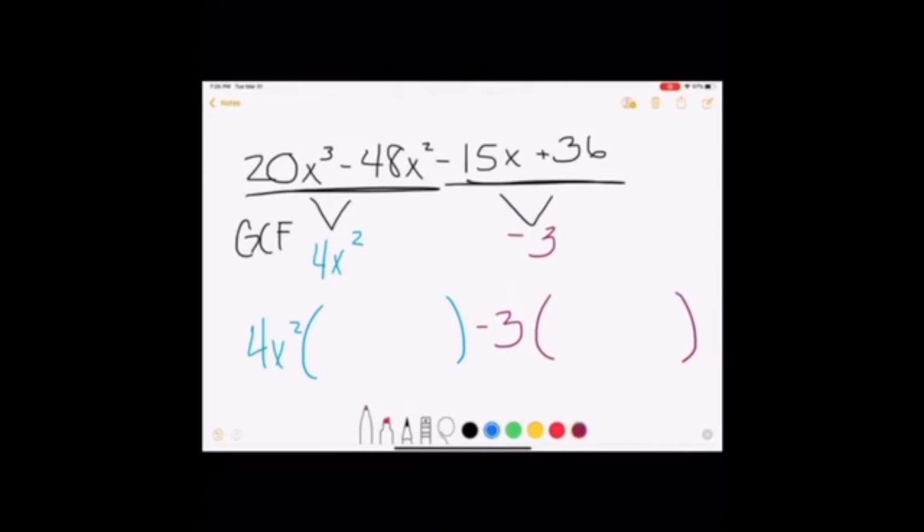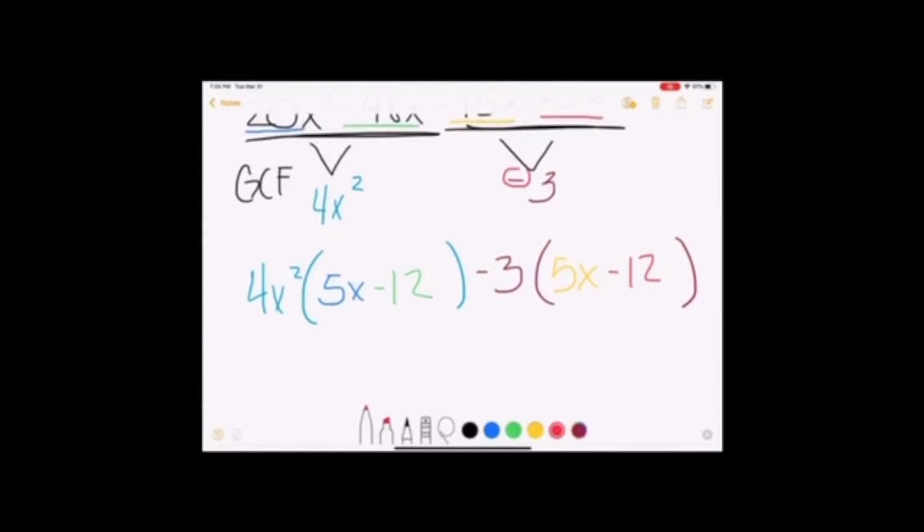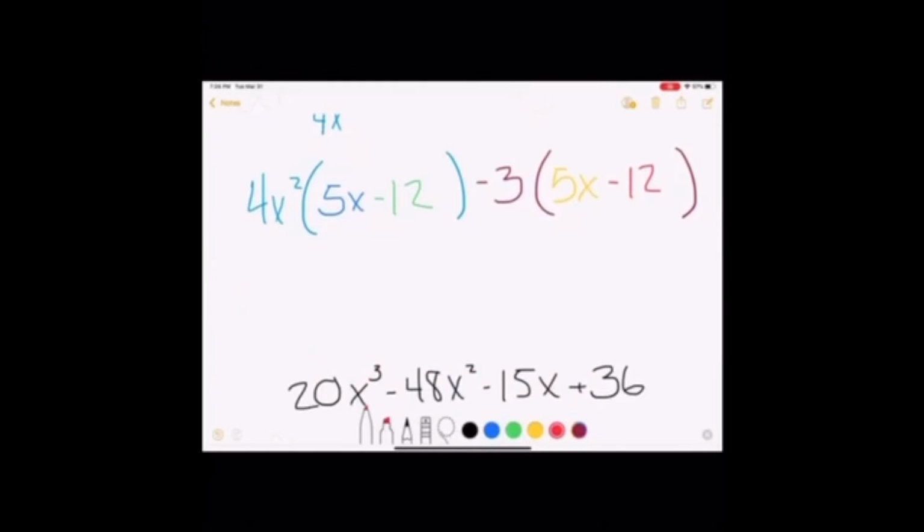Let's go back to our left side. We're going to divide each of the terms by 4x squared, which we saw was the greatest common factor. This leaves us with 5x minus 12. And on the right side, when we divide both terms by negative 3, we get 5x minus 12. We can see that both of the parentheses carry the same expression of 5x minus 12.